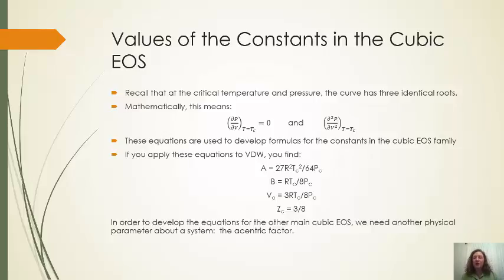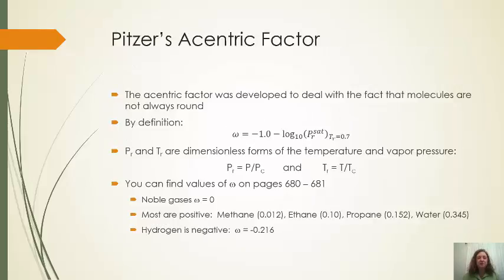And it turns out that at the critical point, Z is going to be 3/8. Okay, for everything. You can do this for all of the other cubic equations of state, but it turns out that what they really need to make it work is an additional physical parameter. So let's introduce the asymmetric factor.